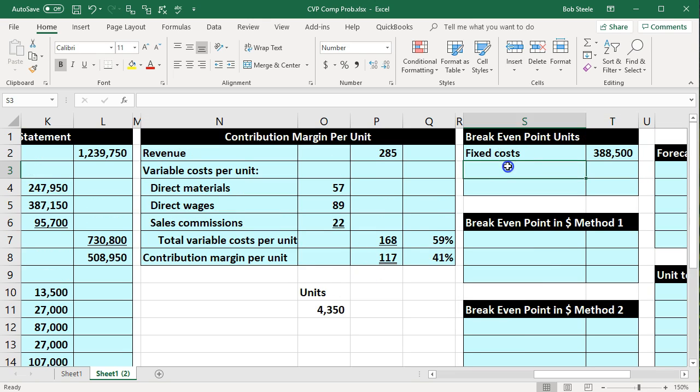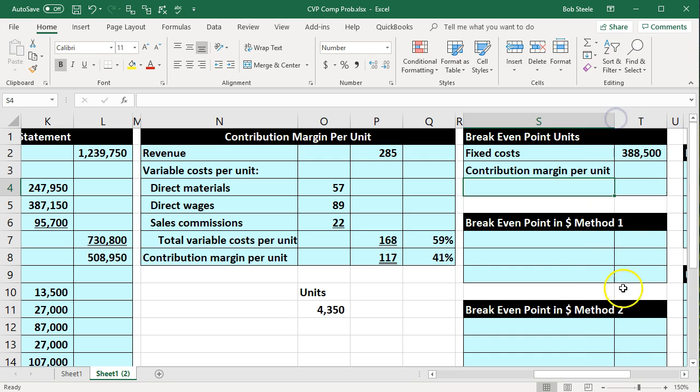Next, we need the contribution margin per unit, which we've calculated down here. So I'm going to say this equals the contribution margin per unit. I'll make this a little bit larger so we can see this. And that's going to be equivalent to this 117. So there's our contribution margin per unit. And that'll give us our break-even point in units. That's what we're looking for.